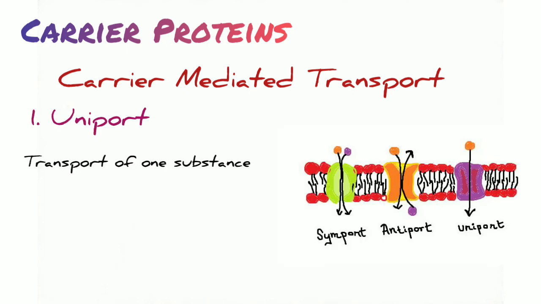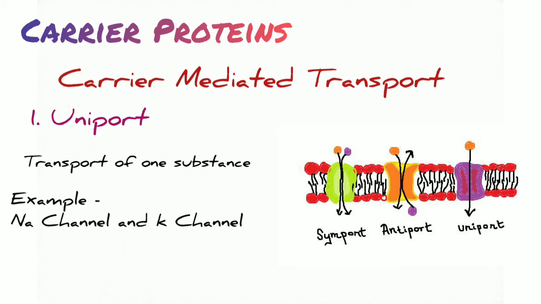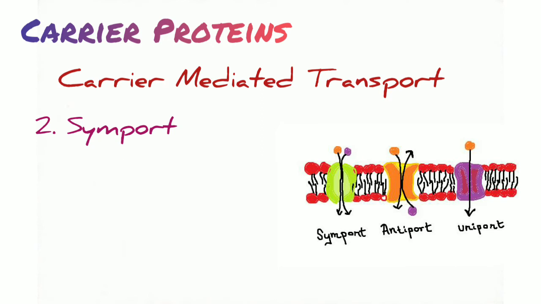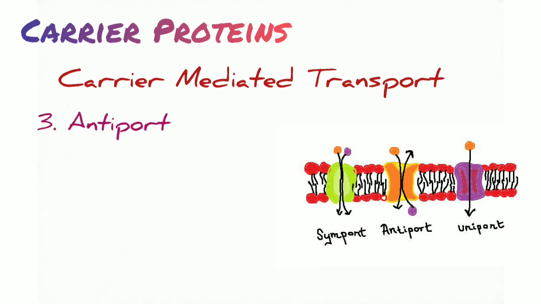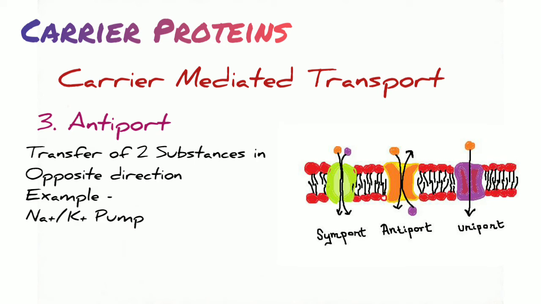Uniport: transport of only one substance. Example, sodium channel transports sodium, potassium channel transports potassium. Symport: there is transport of two substances in the same direction. Example, sodium glucose transport. Third, antiport: there is transport of two substances in the opposite direction. Example, sodium potassium pump. This pump transports 3 sodium outside and 2 potassium inside.